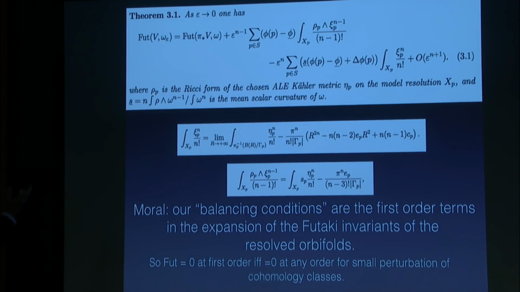But actually, this also shows that this is almost an if and only if. If these conditions are not satisfied, then, because this is really the Futaki invariant, there is no constant scalar curvature metric in these classes.